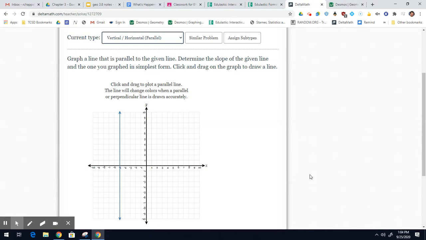So here's your first problem. It says graph a line that is parallel to the given line. Determine the slope of the given line and the one you graphed in simplest form. Click and drag on the graph to draw a line. So I can draw a line anywhere parallel.